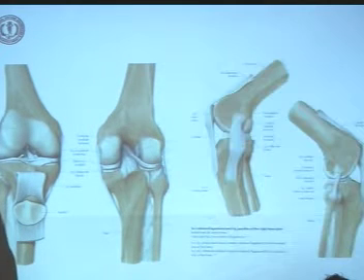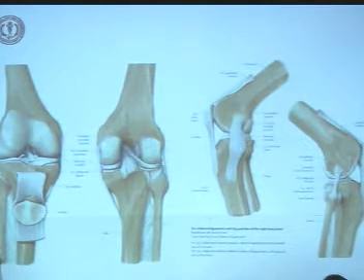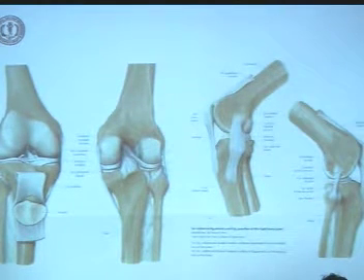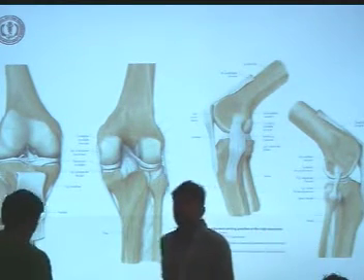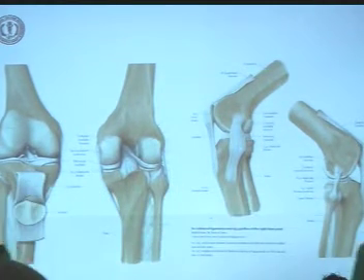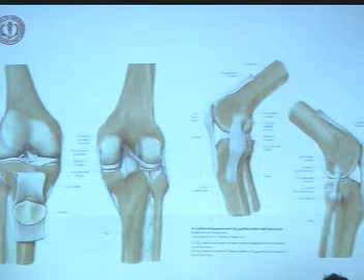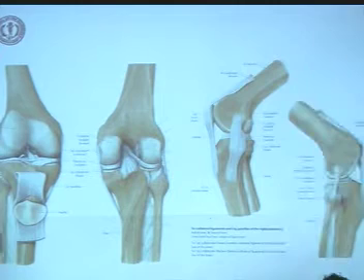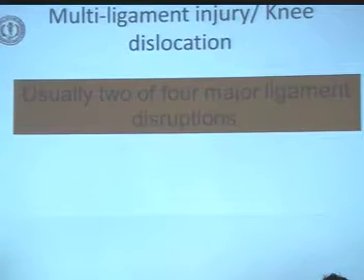Now when we say multiple ligament, we know that the knee has basically 4 major ligaments: ACL, PCL, and the medial and lateral collateral ligaments. But in the last 10 years, there are 2 more ligament complexes, the posteromedial and posterolateral complex, and they are also very important when we talk about multiple ligament injuries.